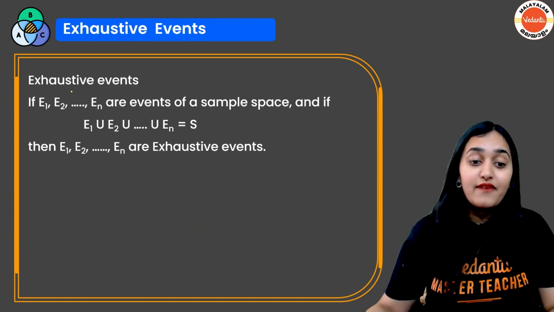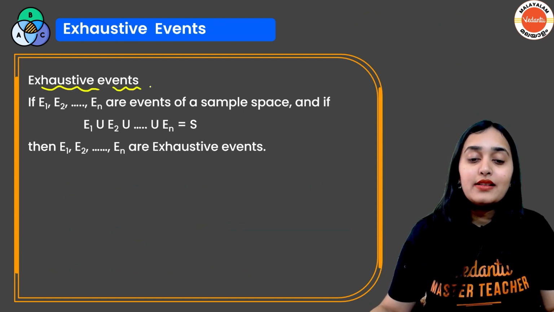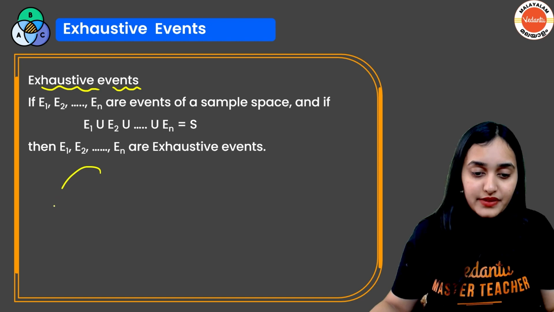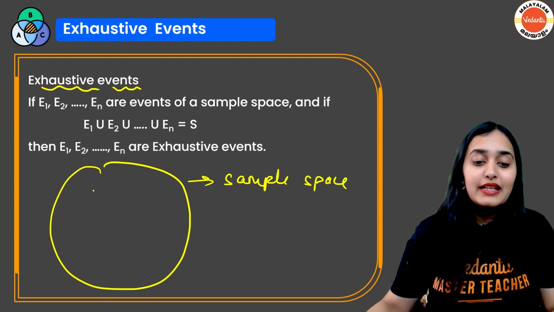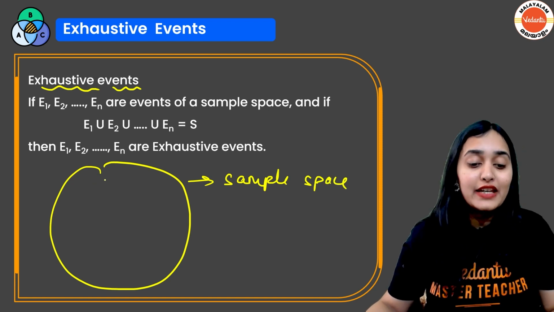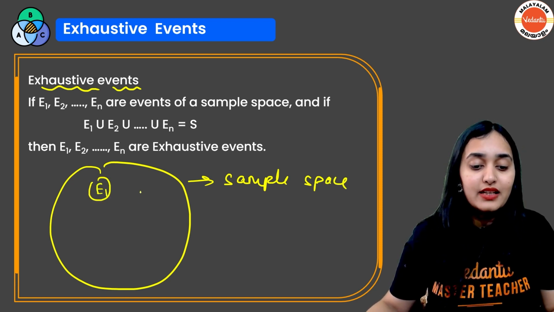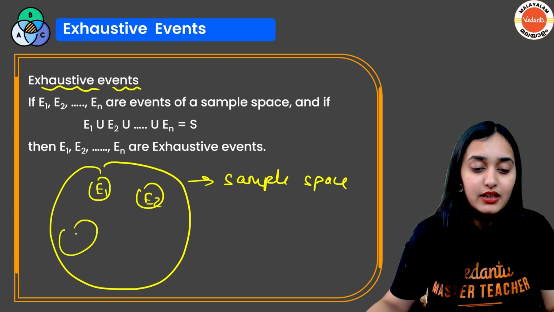Alright, next we have exhaustive events. Now exhaustive events are what? Suppose you have a sample space. Inside the sample space, you have a lot of events happening. Event E1 is happening, E2 is happening, E3 is happening, E4 is happening, and so on.